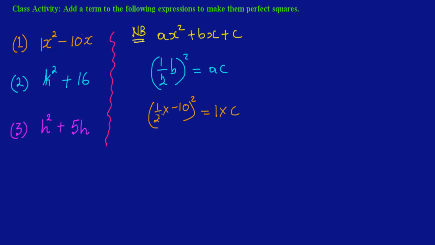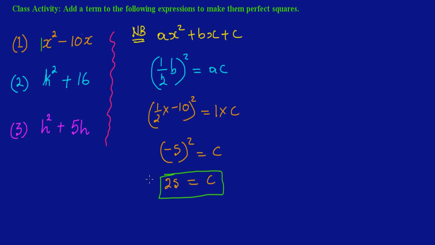Inside the brackets, I'll be taking a half of negative 10, and a half times negative 10 will give me negative 5, and I'm going to square that, and that is equal to 1 times c, which gives me c. Now negative 5 all squared is the same as negative 5 times negative 5, which will give me a positive 25, and c is equal to positive 25. So there we go, we have found the value of c.